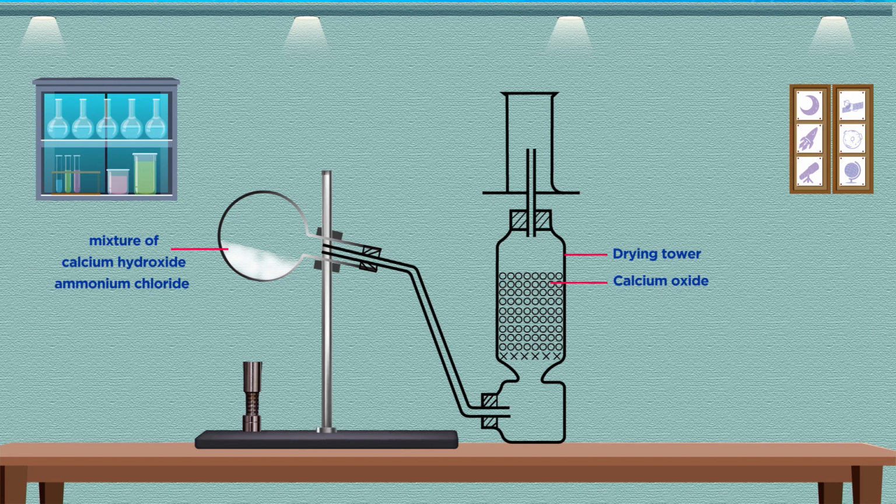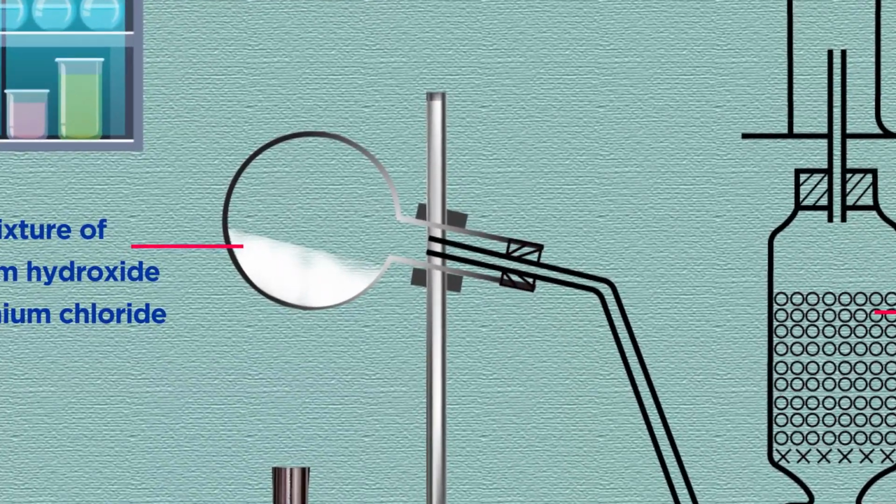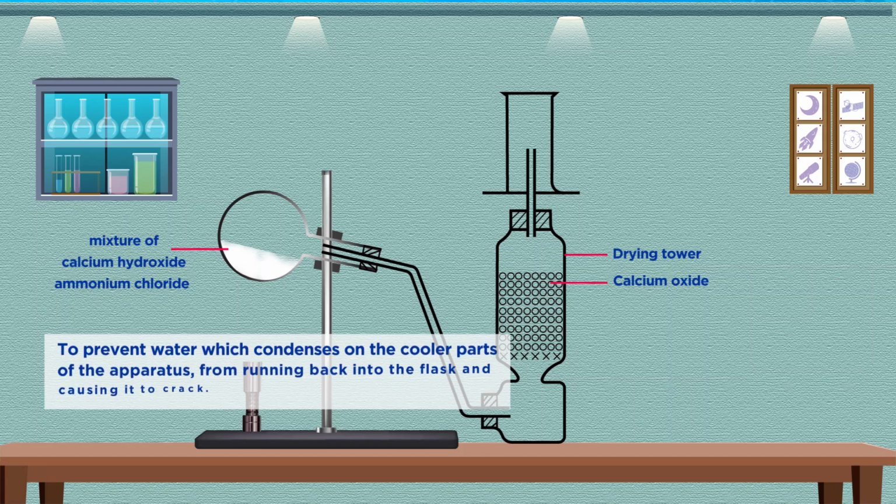After doing so, we arrange the apparatus. The flask containing the mixture, you see, is being set in a slanting position. Why? This is in order to prevent water which condenses on the cooler parts of the apparatus from running back into that flask and causing it to crack.